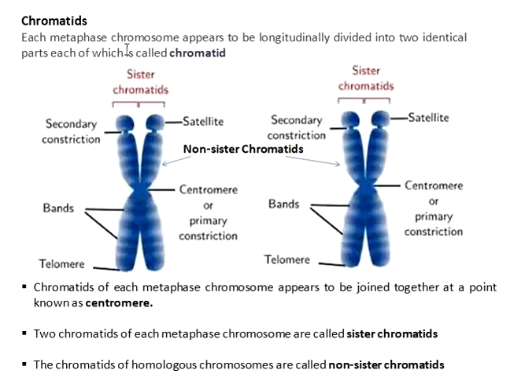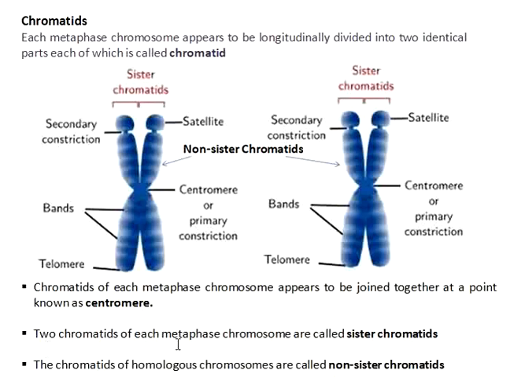Each metaphase chromosome appears to be longitudinally divided into two equal halves, and each of these halves we call a chromatid. The chromatids of each metaphase chromosome are joined together at a particular point called the centromere.